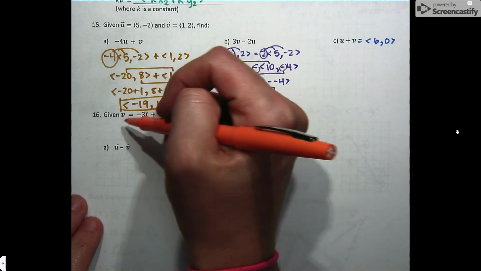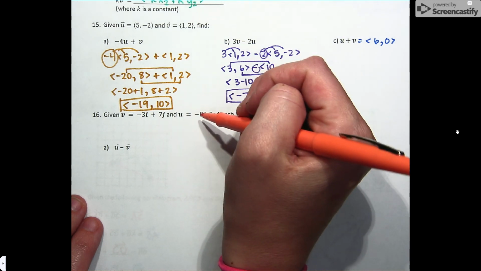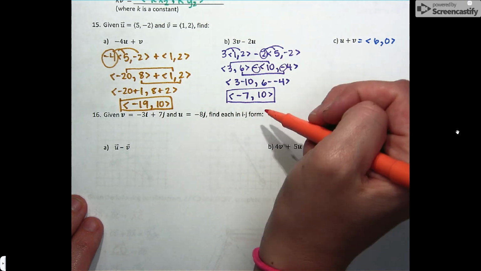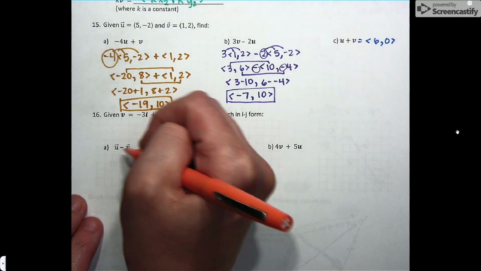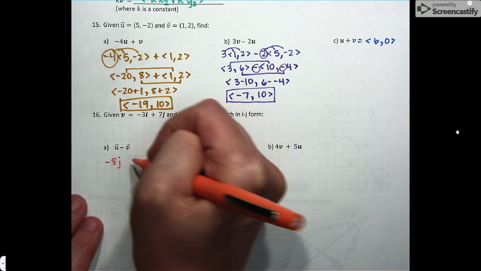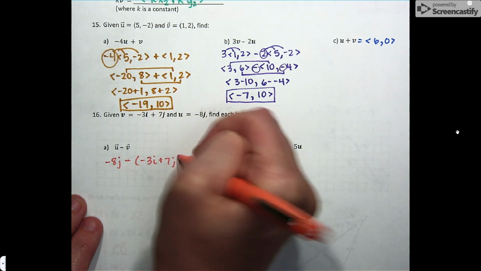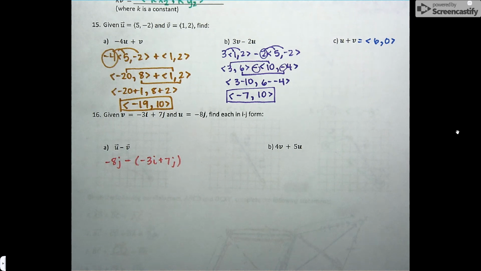So if I give you vector v is negative 3i plus 7j and vector u is negative 8j, to find this in ij form, if I want to do u minus v, I would take u, which is negative 8j, minus v, which is negative 3i plus 7j. Notice how I put parentheses around that. That matters, okay? Because you are subtracting all of vector v.